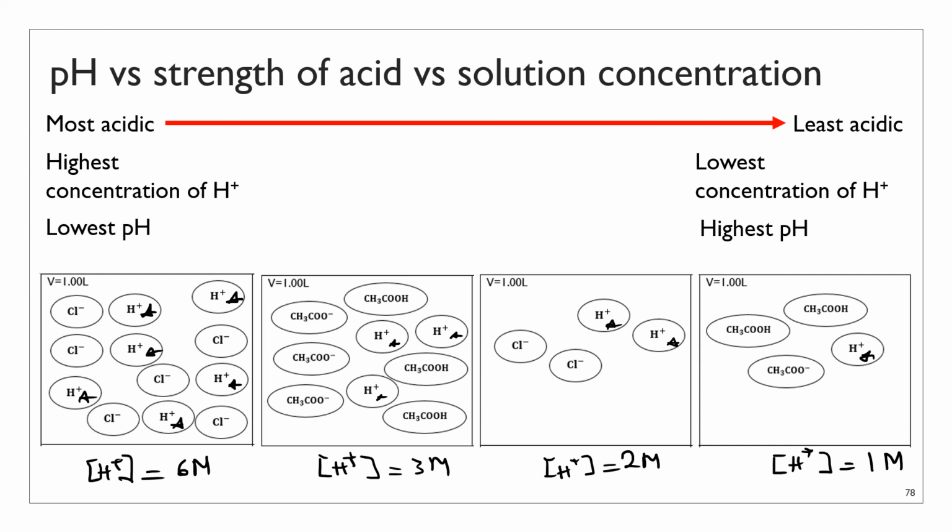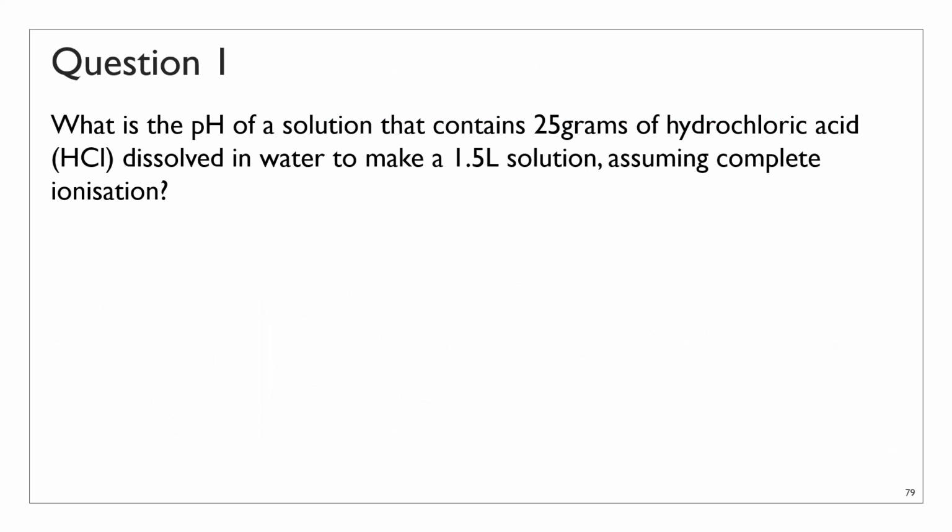Anyway, so don't take pH as a direct representation of how strong the acid is. It just tells you how many hydrogen ions there are. You can have a strong acid and a weak acid solution with the exact same pH as well. All right, now this is a good time to do question 1 and 2.